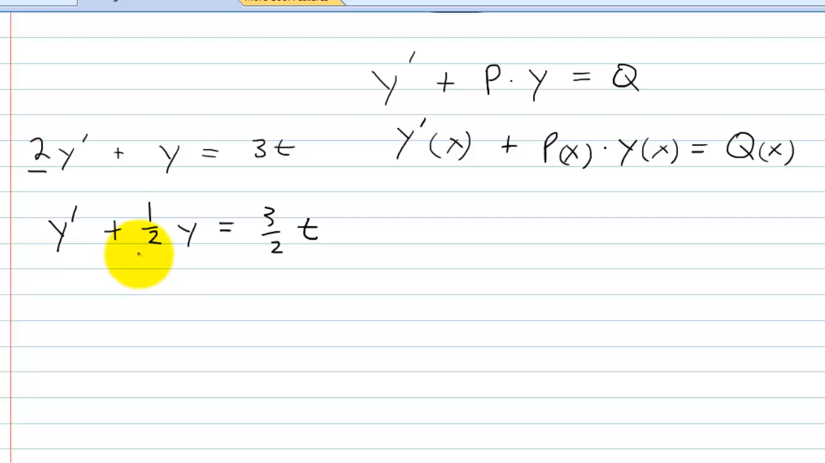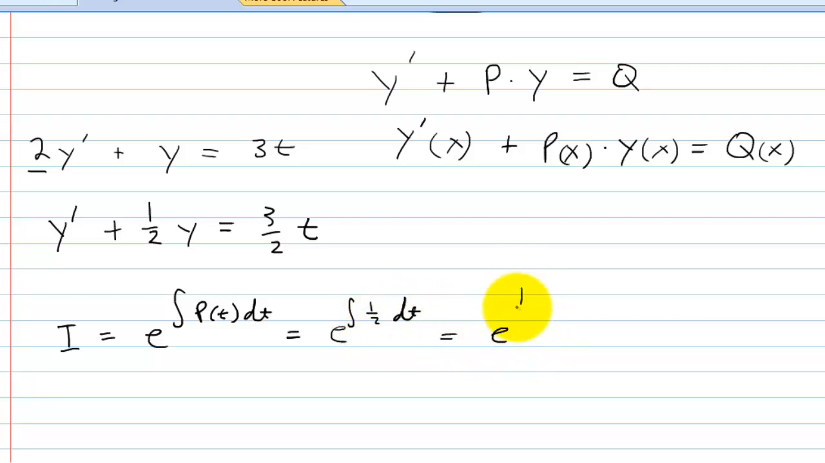After we do that, we want to solve for the integrating factor. If you recall, the integrating factor is equal to e to the integral of p, in this case p of t, dt. Since here we have 1/2, we're going to get e to the integral of 1/2 dt, which is going to be e to the 1/2 t. Now remember, you're not going to put a plus c here because this is just for the integrating factor. So this is our integrating factor.